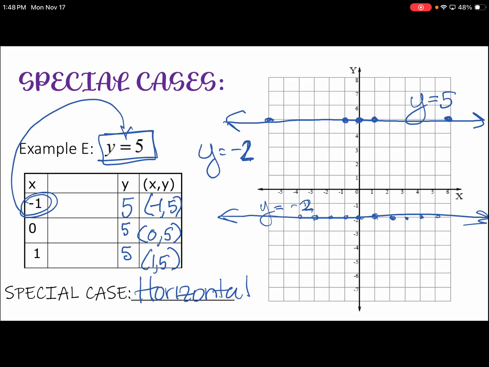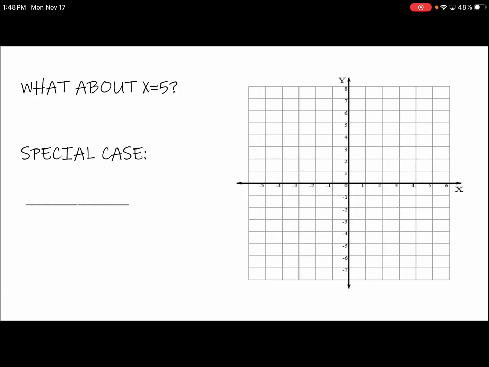What if we go with the other letter? What if I give you x equals 5? This is going to be a vertical line. All the places x is 5. And there's a bunch of those. X equals 5. And again, that's kind of opposite. It's running with the y-axis, even though it says x equals.